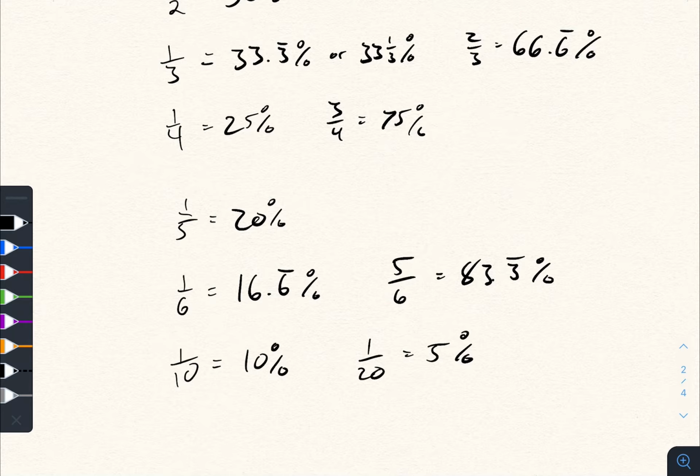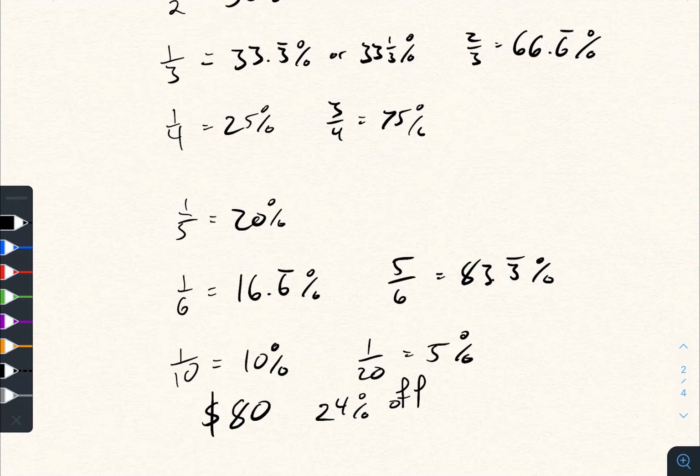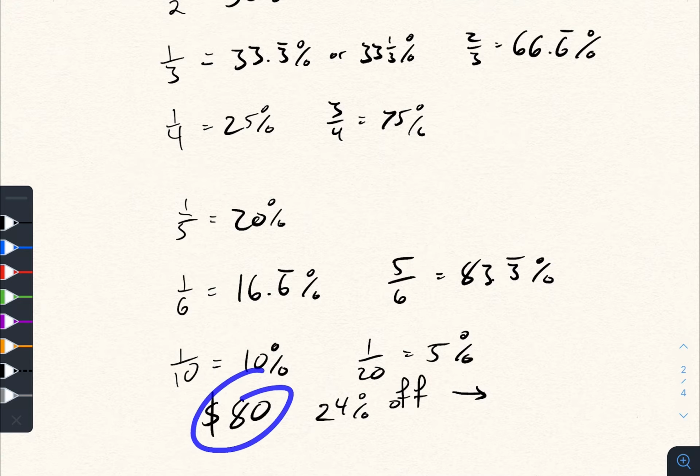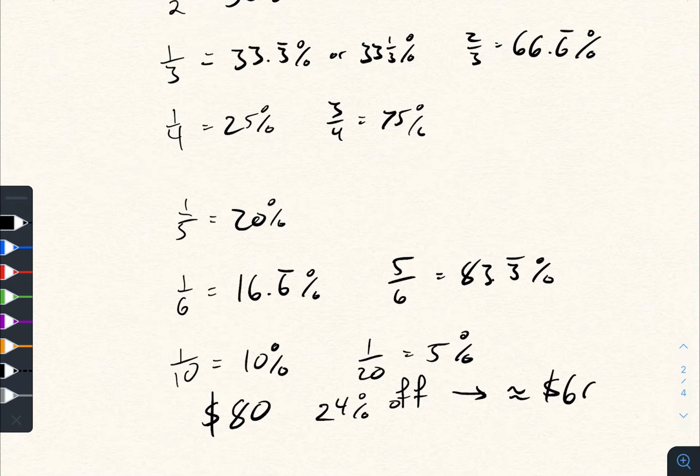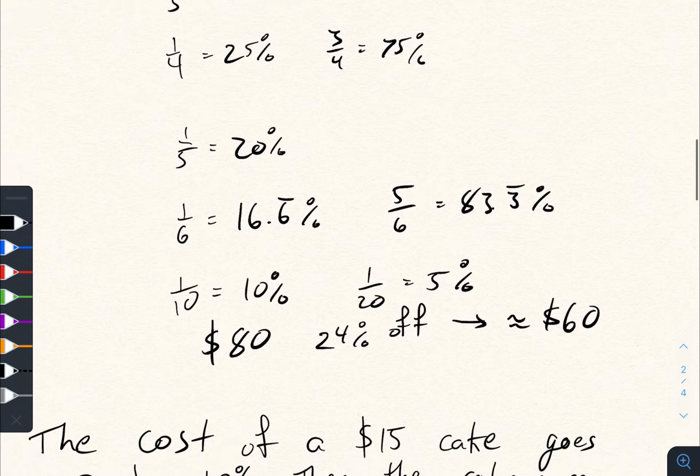So for example, you have something that costs $80 and it's maybe on sale for 24% off. Then how much is that going to end up costing? You could say, well, this is pretty close to 25%. 25% is 1/4, so this is like 1/4 off. 1/4 of 80 is 20, so it's about $20 off, a little bit less than that really. So it's going to be about $60, maybe a little bit more.